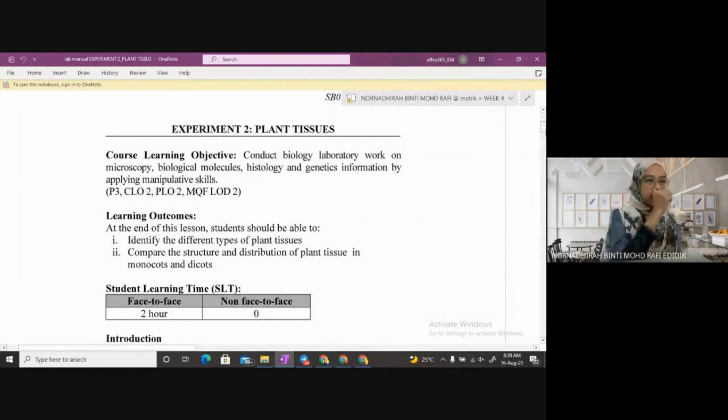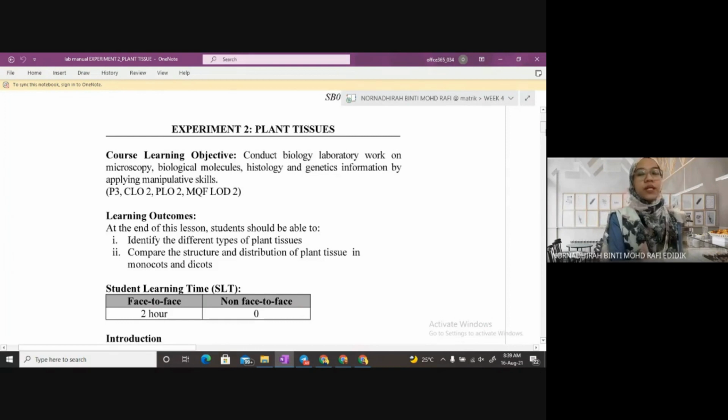Kalau kat sini learning outcome dia, ada 2 je. Inilah sebab you guys tak buat eksperimen pada ni kan, yang sebelum ni. Yang tadi saya tunjuk 5, ini adalah 2 je sebenarnya. Okay, you have to identify the different type of plant tissue and also compare the structure and the distribution of plant tissue in monocot and dicot.